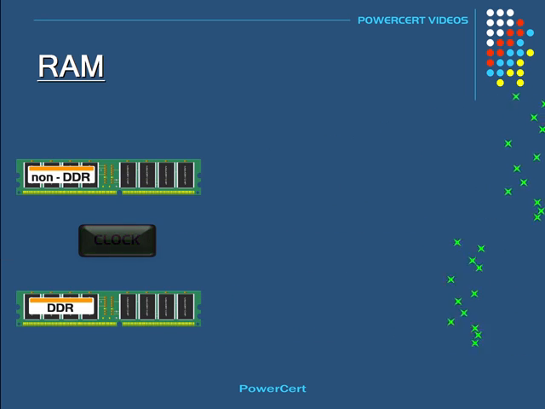So here is another illustration comparing the difference between DDR and non-DDR. So even though the system clock is pulsating at the same speed for both RAM modules, the DDR RAM module can send twice the amount of data since it takes advantage of both the rising and falling edges of the clock signal. So even if we speed the clock up and make it go faster, the DDR RAM will still send twice the amount of data compared to the non-DDR RAM.